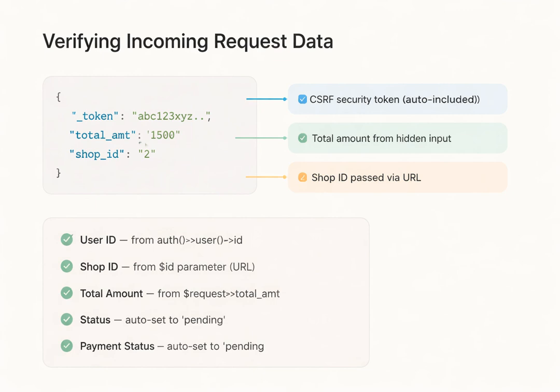Now let's map this to what the order model needs. The user ID comes from the authenticated session using auth user ID. The shop ID comes from the URL parameter. The total amount comes from the request. And the status fields, order status and payment status, are automatically set to pending by default. All the required data is confirmed to be available.